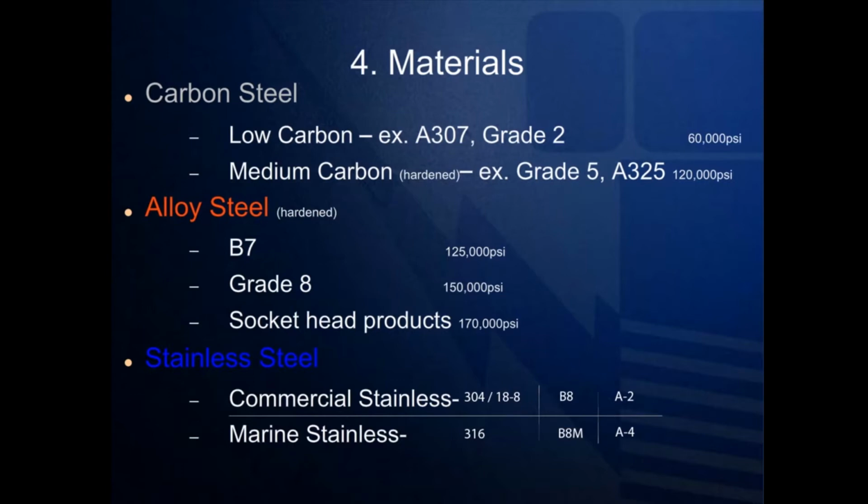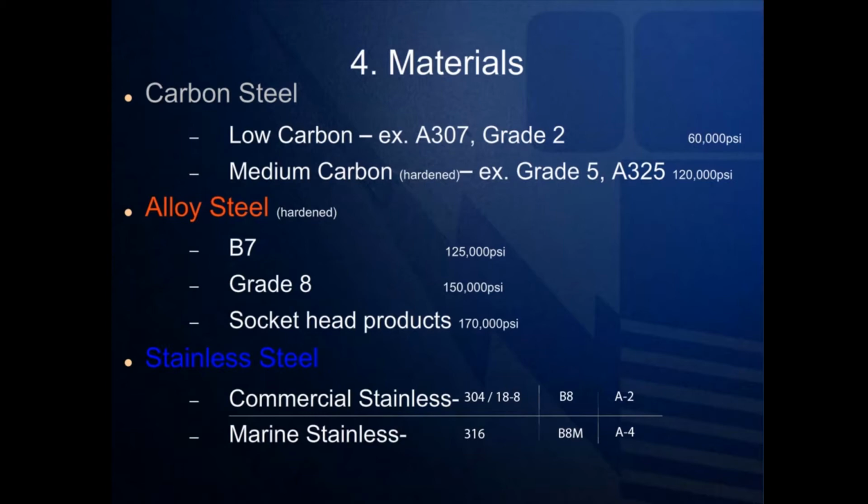304 and 18-8 are simply used more in SAE specifications, where B8 is referred to by ASTM specifications, and A2 is referred to by the metric world. On the other hand, marine-grade stainless steels are referred to by several synonyms as well, such as 316 stainless steel, B8M, and A4. Again, these are practically the exact same thing. It's just that the SAE specification may refer to 316 stainless, whereas ASTM calls it B8M, and the metric world calls it A4. Again, this list should be memorized.